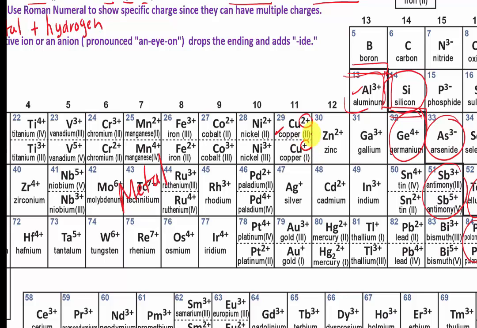So how do we know if we were to say, hey, I have copper ion, which copper ion am I using? What they use is the Roman numerals right here. So if we have copper 2, that tells you it is a 2 plus. If I have copper 1, that would be 1 plus. The same thing for chromium right here. We have chromium 3, that 3 right there, the Roman numeral, tells you the specific charge of an ion.